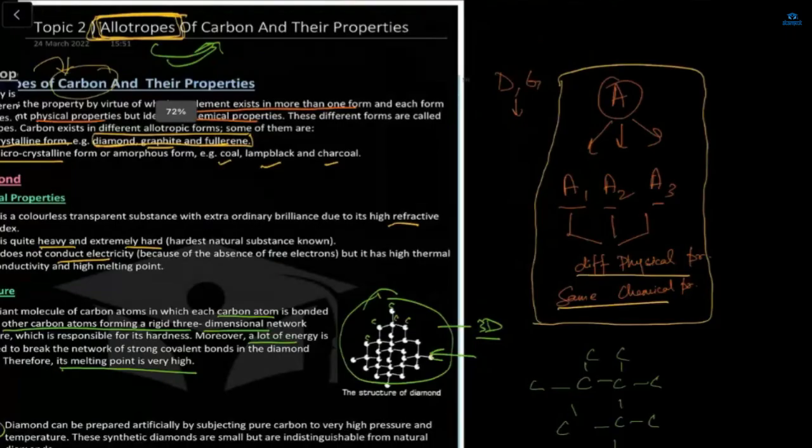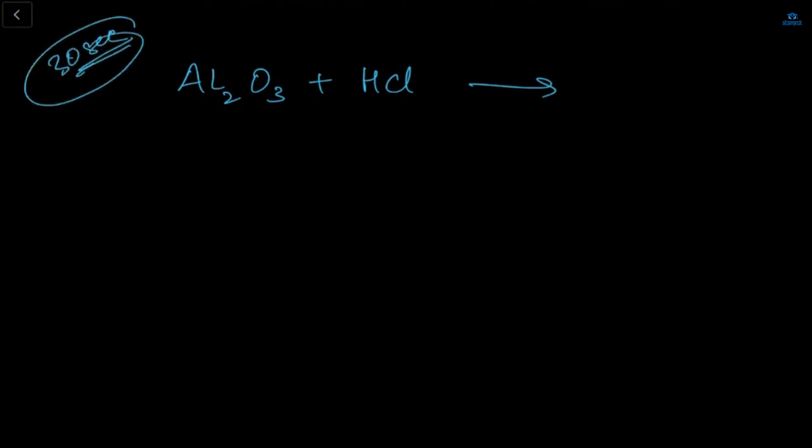Next is allotropes. But first, let me give you one quick question. It's very easy. I'm writing one equation: Al2O3 plus HCl. You have to tell me the product, and also balance the equation in 30 seconds. Balance this and give me the product, both of you. We will wait for the others as well.